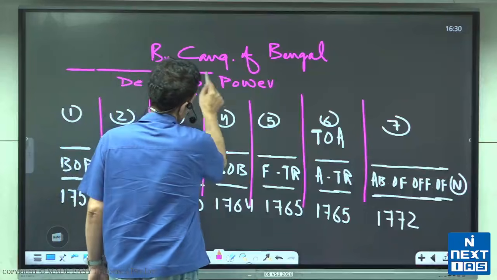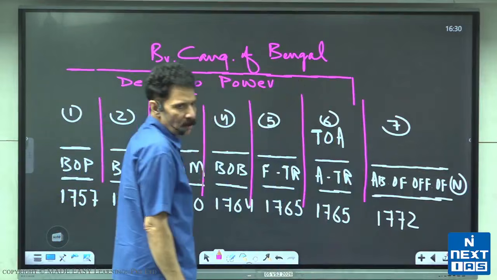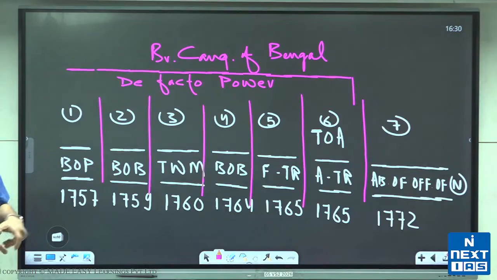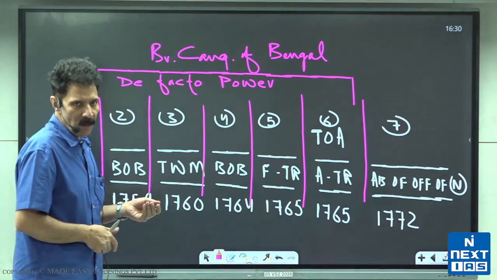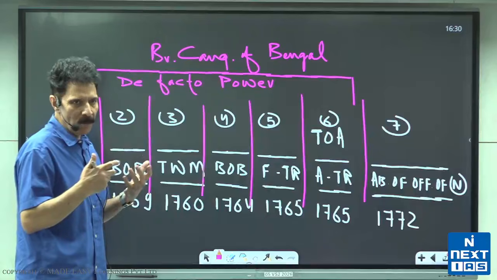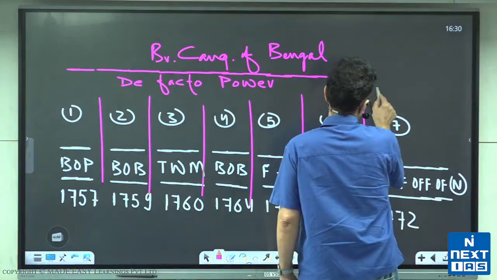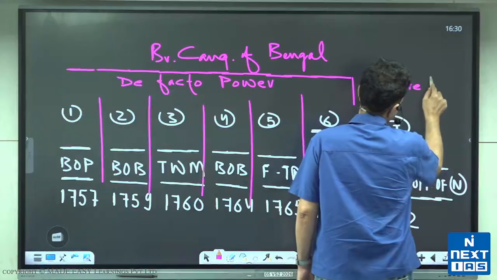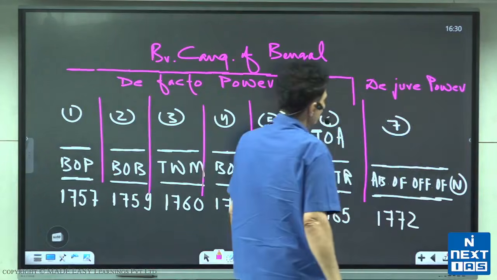From 1757 to 1765, the company was a de facto power in Bengal. Power in practice. But after abolishing the office of Nawab, the company became de jure power, power in principle. Now here, the company became de jure power.